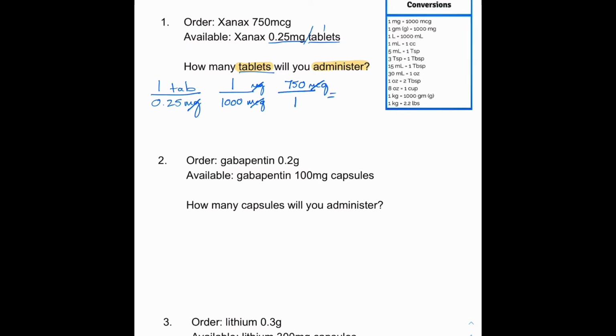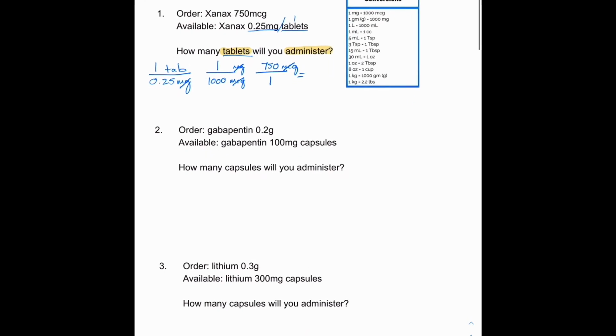So now we get to start multiplying across. Okay, so 1 times 1 is 1. 1 times 750 is going to be 750.